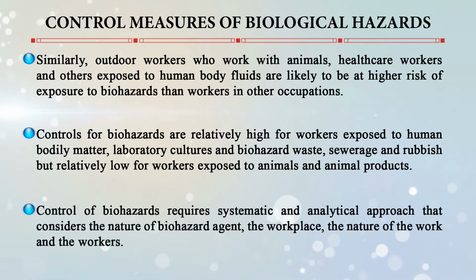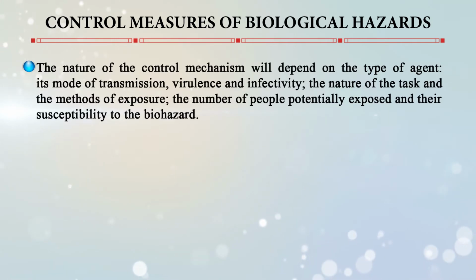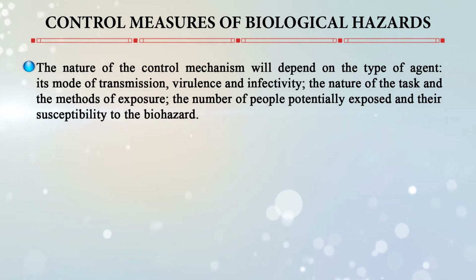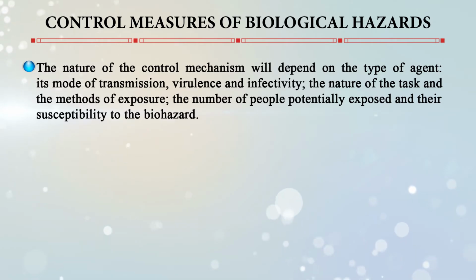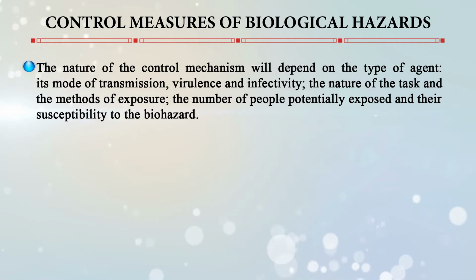The control of biohazards requires a systematic and analytical approach that considers the nature of the biohazard agent, the workplace, the nature of the work and also the worker type. The nature of the control mechanism, again, will depend on the type of agent, its mode of transmission, virulence and infectivity, the nature of the task and the methods of exposure, the number of people who are potentially exposed to the hazard and their susceptibility also to the biohazard.